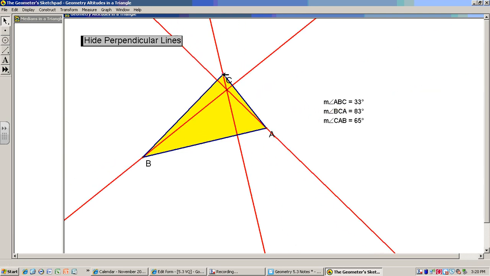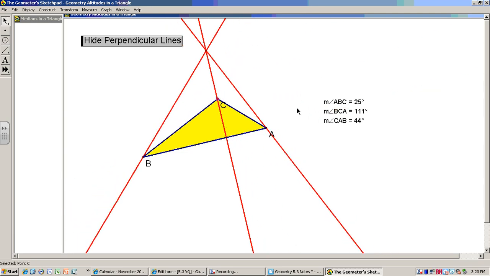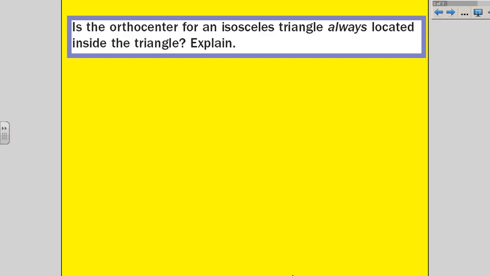Moving it around, let's try to see what we can do to get it outside. Now it's outside of the triangle, and looking at this, it appears that C is obtuse, making this an obtuse triangle. So going back to our notes, is the orthocenter for an isosceles triangle always located in the triangle? Let's take a look and see what that meant.